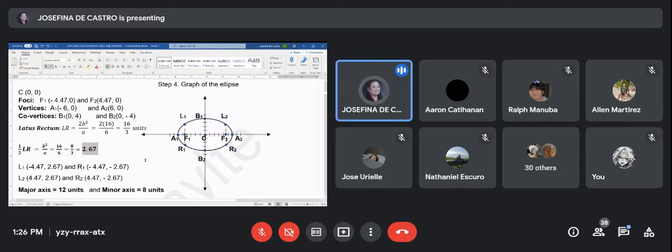Okay. Your L1 and R1 are points above and below F1. So, titingin ka kay F1. Si F1 mo is negative 4.47. And then 2.67 above, 2.67 below. So si 0 ang mapapalitan. Y ang magbabago. So negative 4.47, 2.67, and negative 4.47, and negative 2.67.